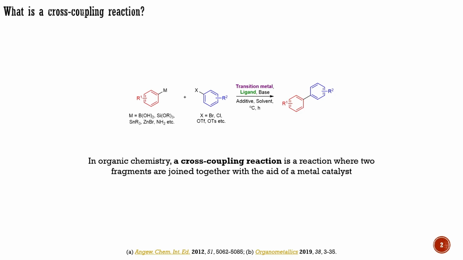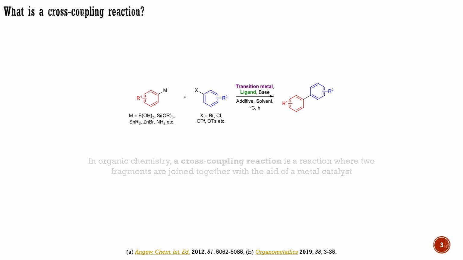Most of the cross-couplings you will learn today are name reactions and are defined by the used nucleophilic coupling partner indicated in red. For instance, cross-couplings based on organoboron reagents are called Suzuki coupling. Reactions with organotin reagents are known as Stille coupling. When the nucleophile is an aniline, the reaction is called Buchwald-Hartwig amination.